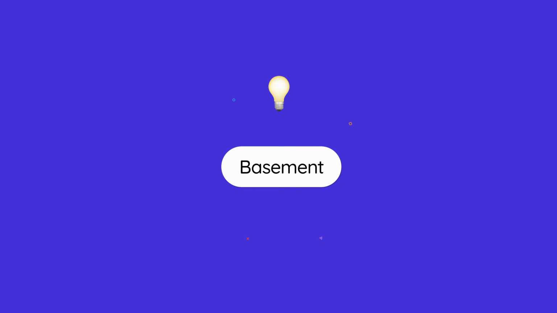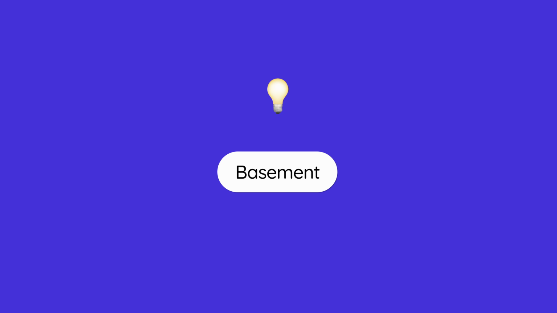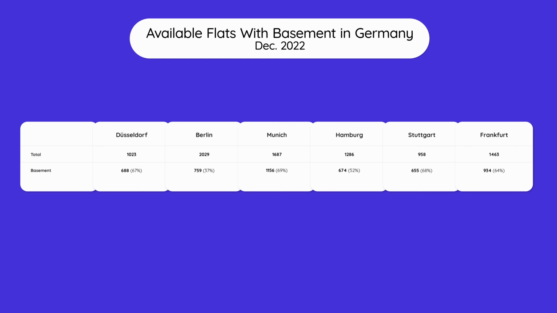The 8th filter is a basement. I would say I'm kind of shocked about this one because I would have assumed that every apartment has a basement. So would I. I would have thought at least 90%. But the numbers show something different. The numbers actually show that only 52 to 69% on average, I mean it's a big range, have a basement in the city.